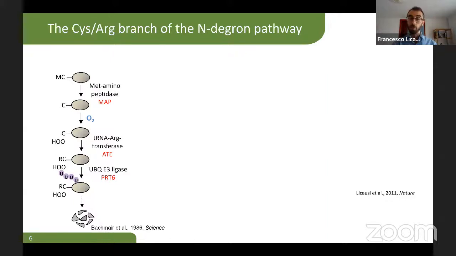And I wasn't aware of this until I read a review by Emmanuel Graciet, at that time a researcher at Trinity College in Dublin, describing specifically in plants a proteolytic pathway that was discovered in 1986 by Andreas Bachmair and Alexander Varshavsky that is called the N-degron pathway, and essentially dictates the stability of a protein depending on the N-terminal amino acid that is exposed by proteins.